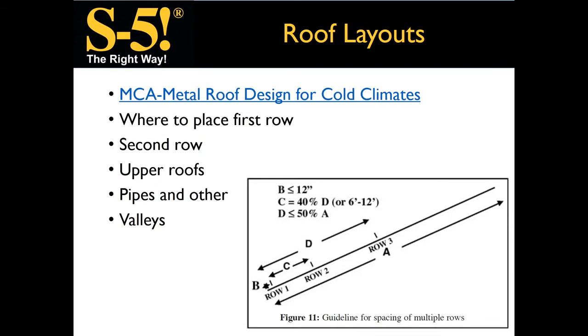The first row, basically 6 to 12 inches from the eave. It comes down to how much snow do you really want to fall off that roof, or how strong is your gutter that's going to hold that foot of snow on the end. The second row, you can use the math, and third and on up. It's not mandatory to use that math.